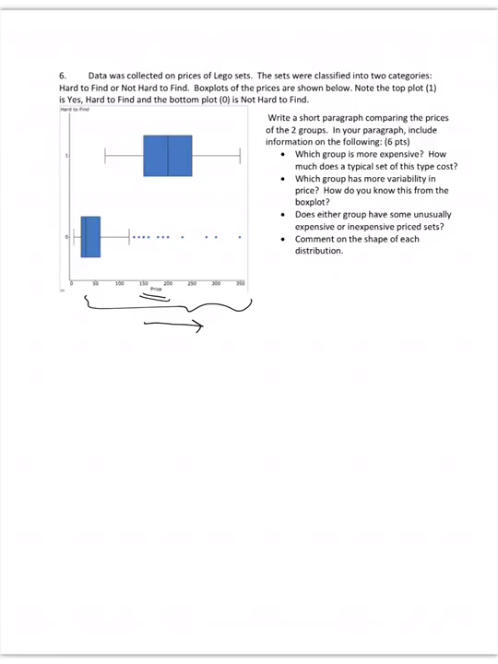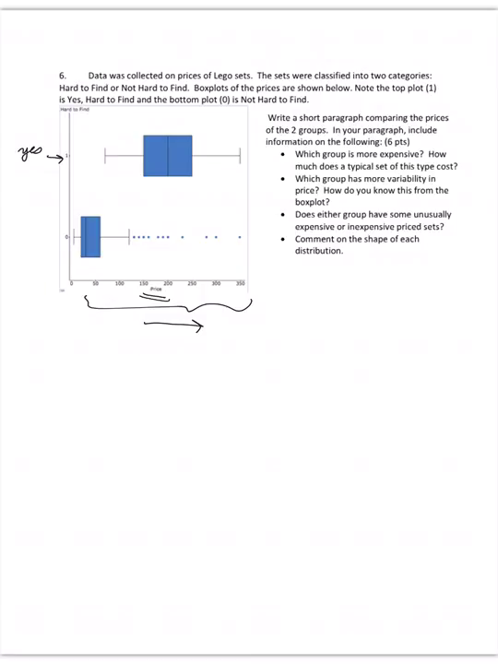So the top box, hard to find, and again, this is a yes. So this is the hard to find group. This is the not hard to find group. The hard to find group is more expensive than the not hard to find group for several reasons. Most of its prices are to the right, or in other words, more expensive than the not hard to find.